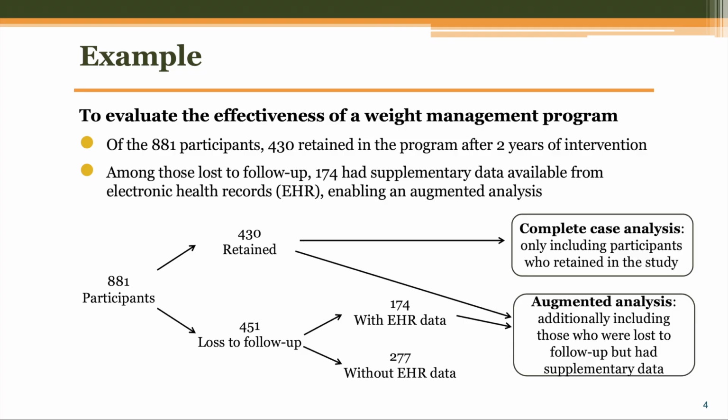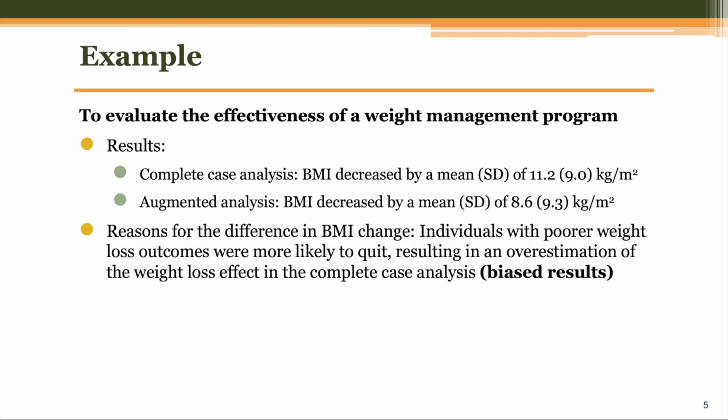In the complete case analysis, only the 430 participants retained in the study are included. The augmented analysis included not only the 430 participants who were retained in the study, but also the 174 who were lost to follow-up, but had supplementary data, bringing the total to 604 participants. In the complete case analysis, the average BMI reduction was 11.2 kilograms per square meter, whereas in the augmented analysis, it dropped to 8.6 kilograms per square meter.